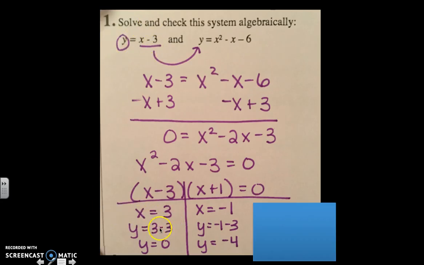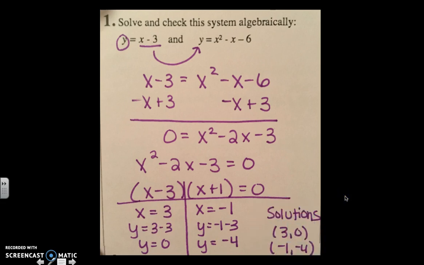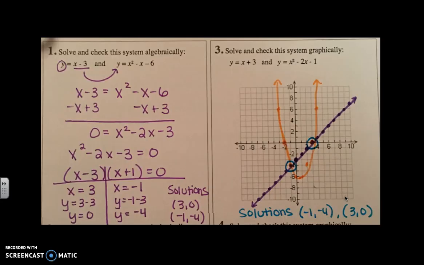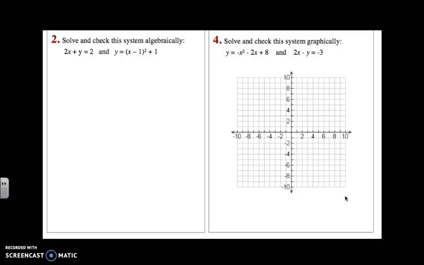Down here, since x was 3, I have 3 minus 3, which is 0. And over here, I have to do it again. So if x is -1, then y is -1 minus 3, which is -4. So if you have two x's, then you're going to have to find y 2 different times using an original equation. That gives me solutions of 3, 0, and -1, -4. And if you take a look side by side, we have the same two solutions for the system algebraically and graphically.